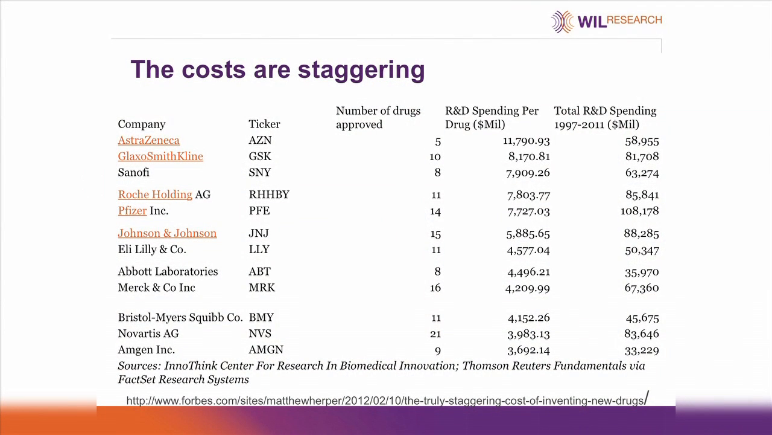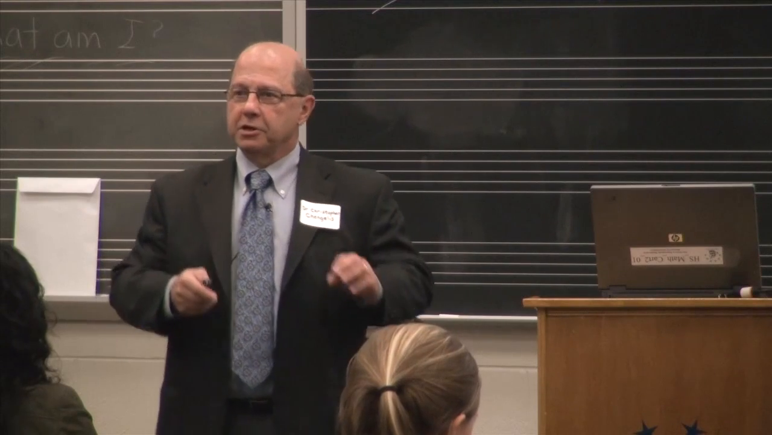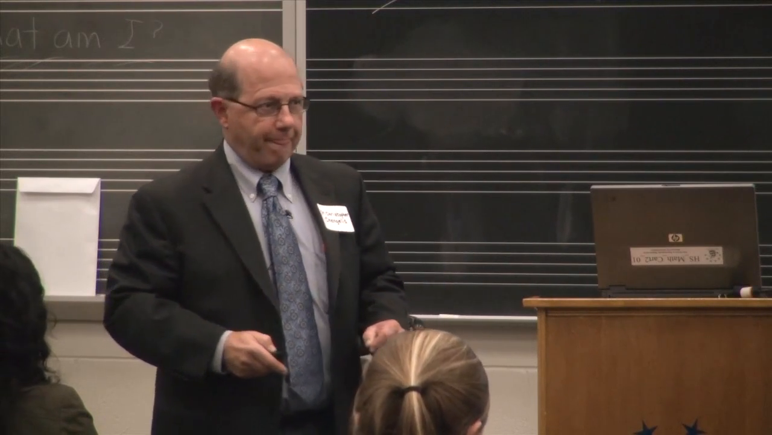These are staggering stats, okay? This is something that, here's the site that I pulled it out of. The costs are staggering. Okay, let's take one company, AstraZeneca. Between 1997 and 2011, they spent $59 billion, okay? They got 5 drug approvals, so that cost them roughly $11.8 billion per drug approval.